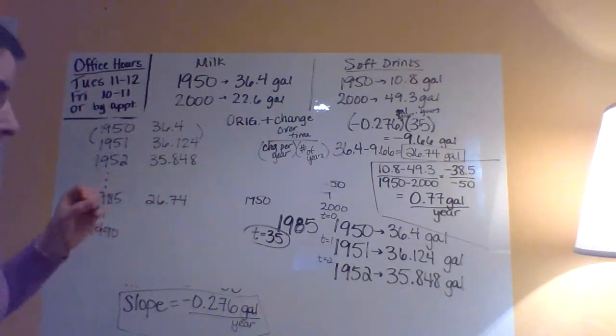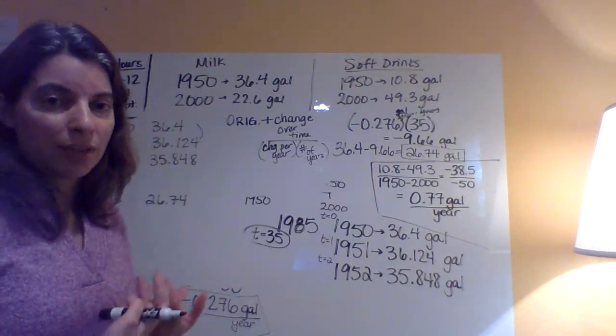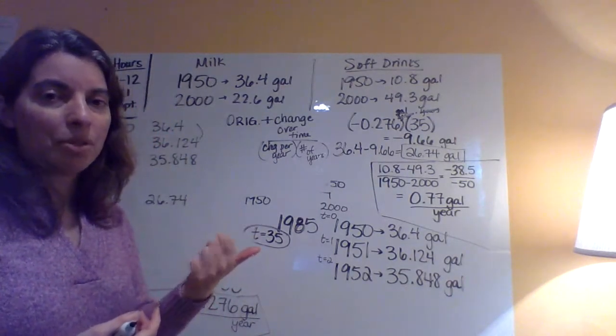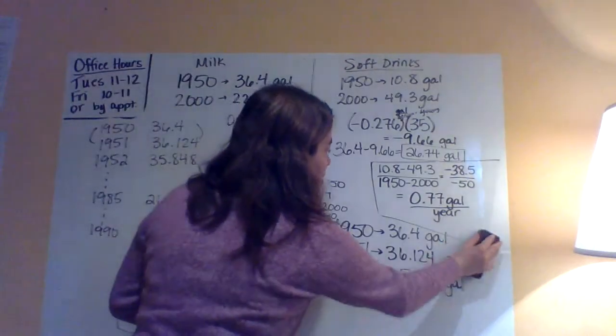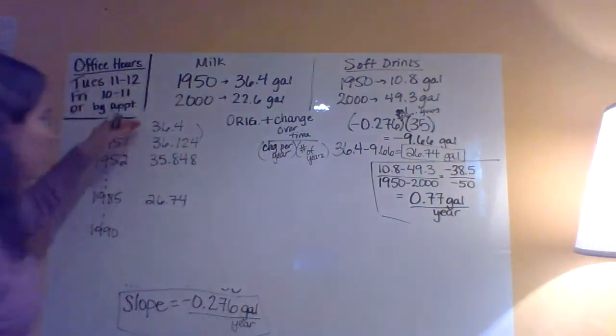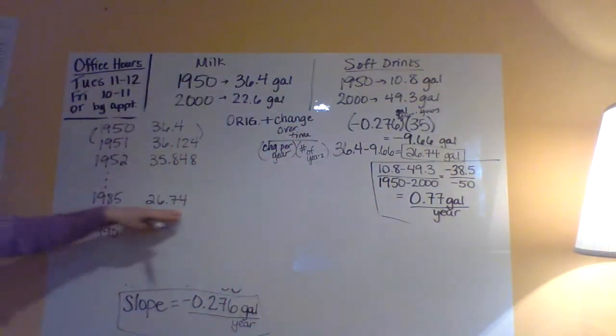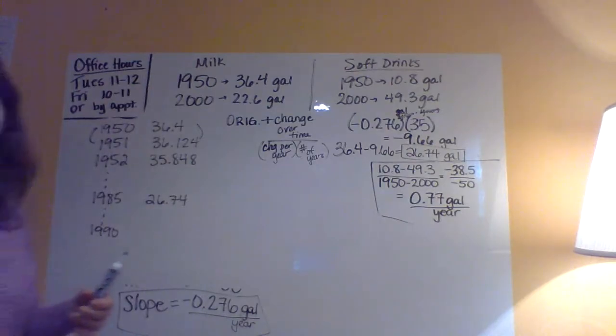In number 4, it's asking us to write models or equations for the change in milk consumption and the change in soft drink consumption. I want a model or an equation that I can use for any year. I don't want to have to go through every single year. And so in 1985, we kind of did that. We did sort of a model in our head, but now we're going to rewrite it in a more formal way.